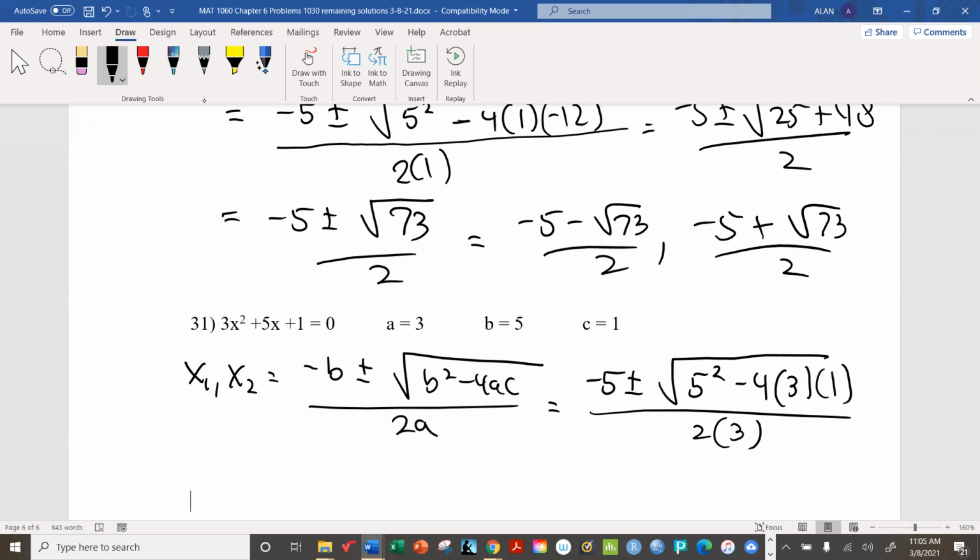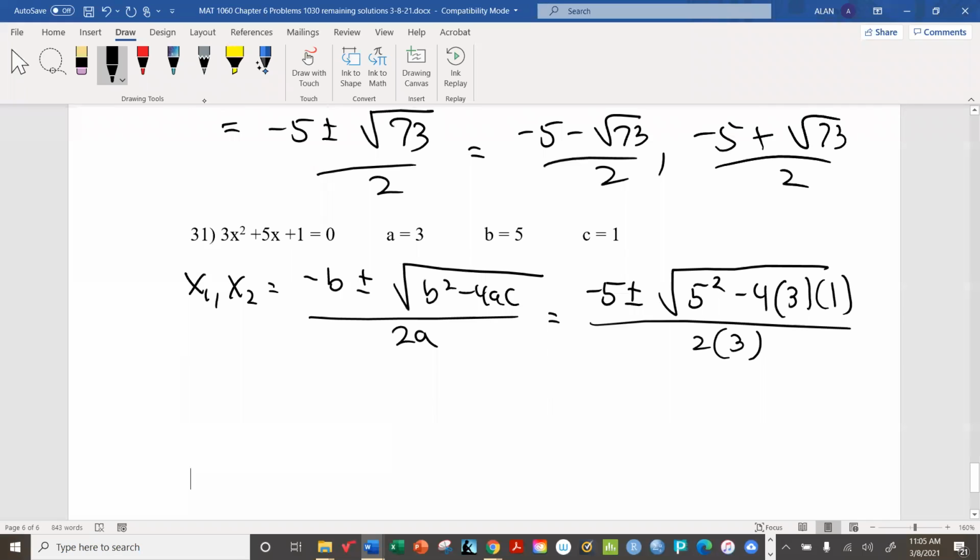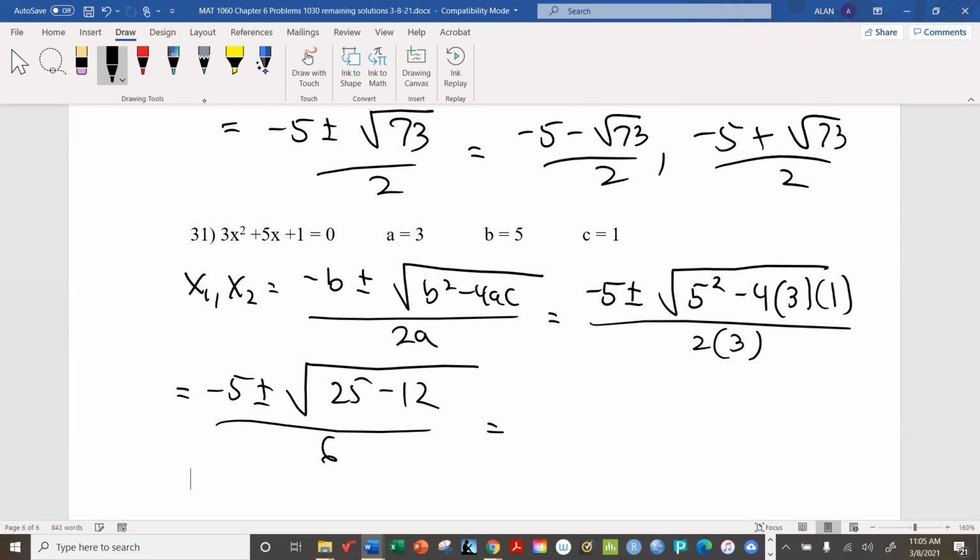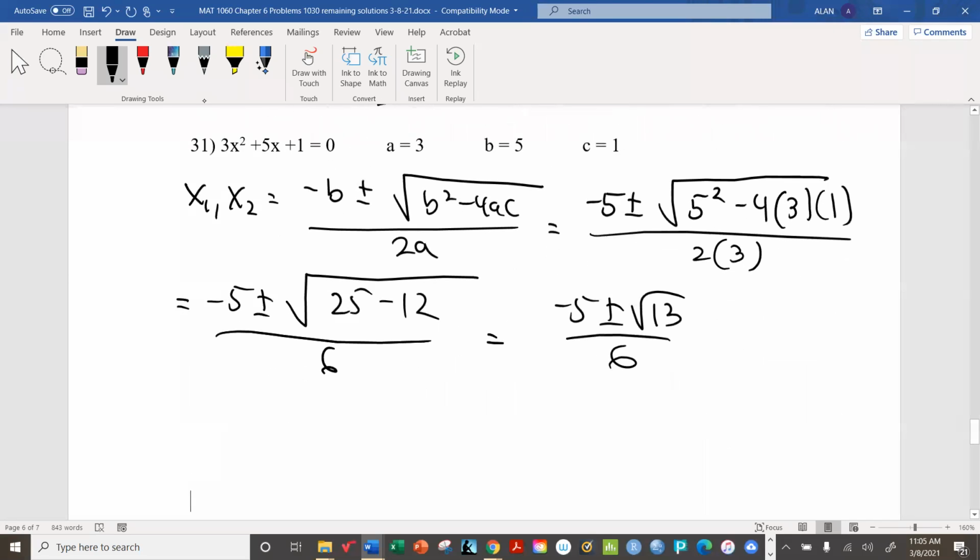Oh, this one doesn't look good either. I'll tell you why, because look what happens under the square root sign. 25 minus 12, oh no. Look what's going to happen. We've got minus 5 plus and minus radical 13 over 6. And that's it. We're done with it. Obviously, 13 is a prime number. And so if you want, you can write it out in the full form, but that's not absolutely necessary.